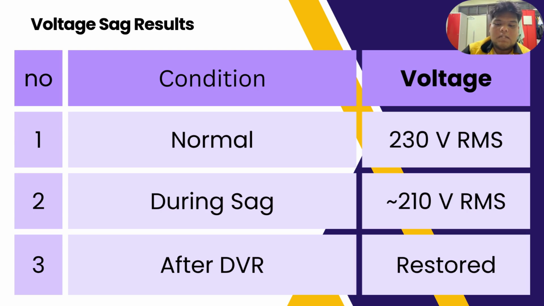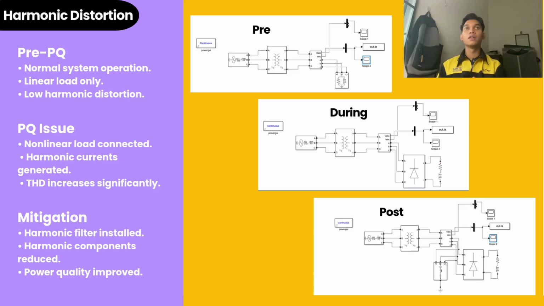Next is the voltage sag test result. Under normal operating conditions, the load voltage is maintained at 230 volts RMS. When the fault occurs, the voltage decreases to approximately 210 volts RMS, confirming the presence of a voltage sag. After the DVR is deployed, the voltage is successfully restored to its rated value, which indicates that the DVR responds quickly to voltage disturbances and effectively compensates for the voltage drop, ensuring a stable and reliable power supply to the load during fault conditions.